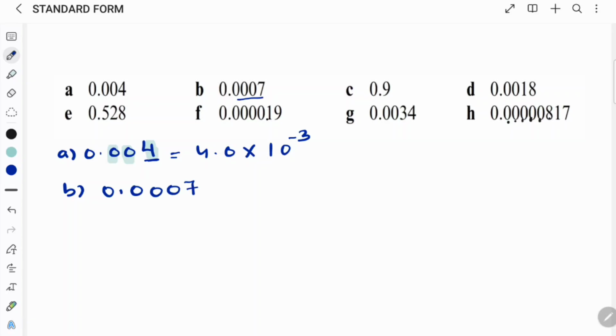0.0007. We are doing this question. So it is 1, 2, 3, 4. 10 to the power minus 4. 7 is at the fourth place. So 7.0 into 10 to the power minus 4.